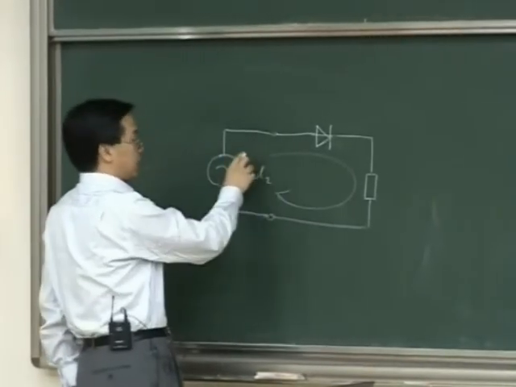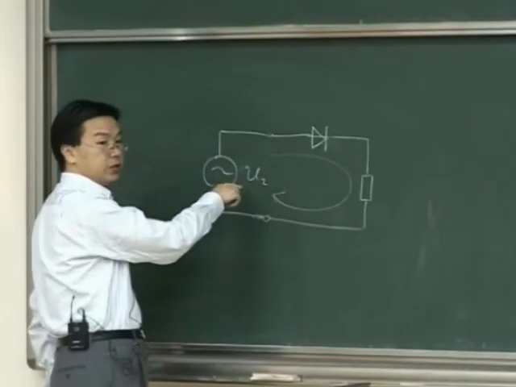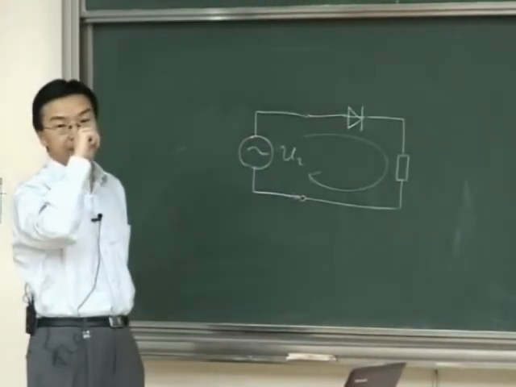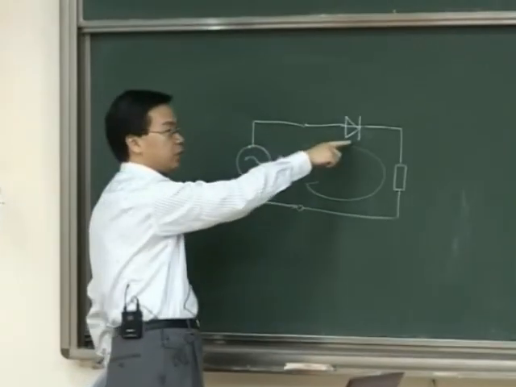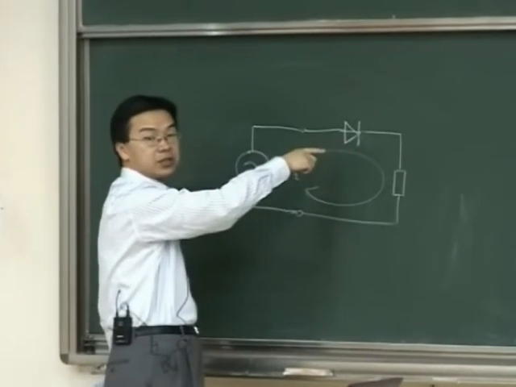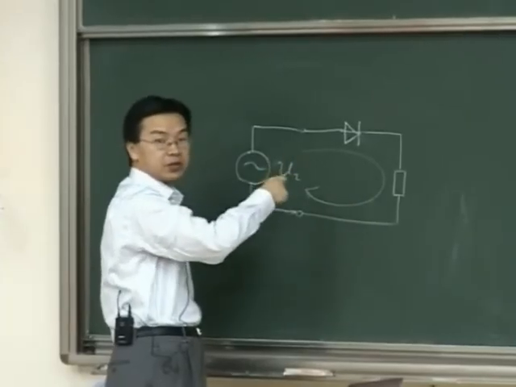Okay. When this input voltage U2 is negative, then this diode will be reverse blocking, and the equivalent resistance of this diode will be very high, just like an open circuit. Therefore, there will be no current flowing through.